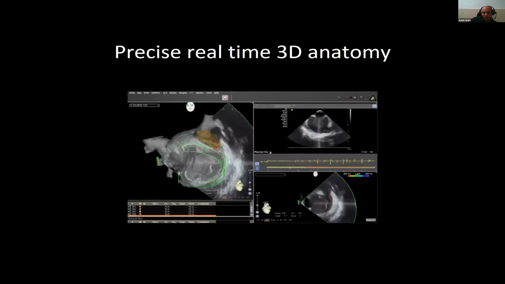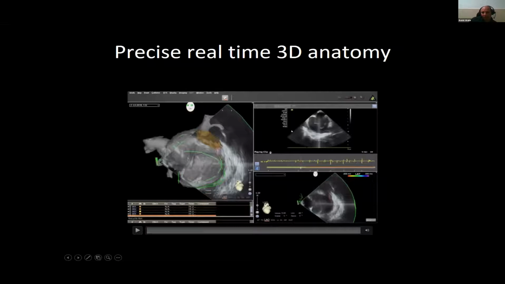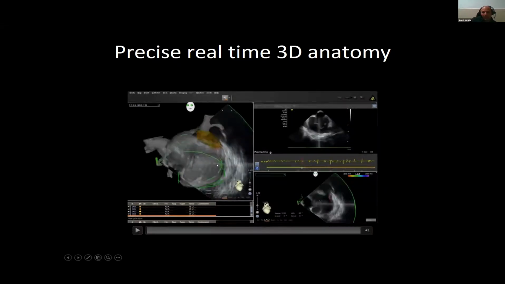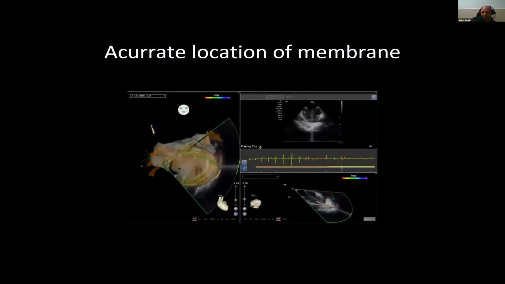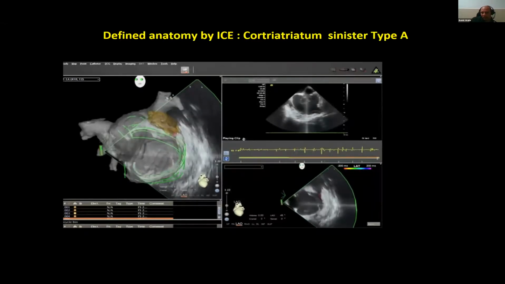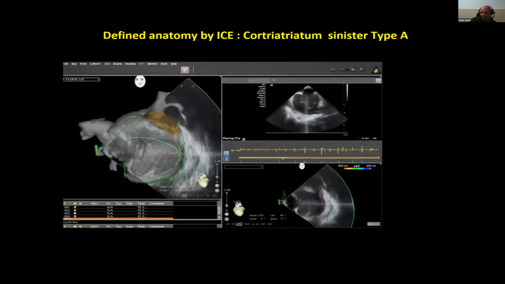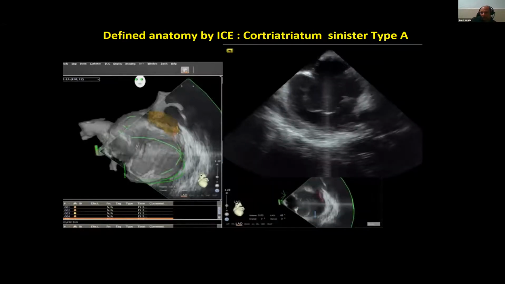This was the intracardiac echocardiography. You can see there's a membrane in the left atrium, and with intracardiac echocardiography, we can get a precise 3D anatomy. We can also get an accurate location of the membrane. And with CARTOSOUND, we can do a detailed electroanatomical map simultaneously. So this is the membrane.